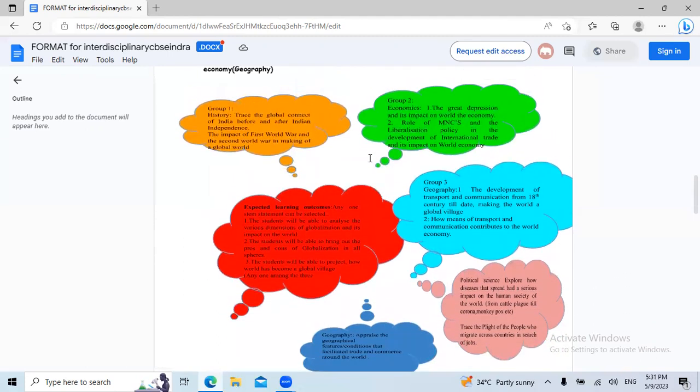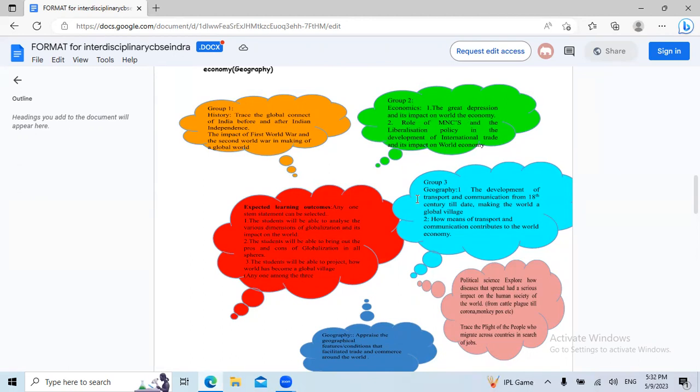Now, see what you are going to do as a teacher. You are going to make groups for the students. Now, group 1, history: trace the global connect of India before and after Indian independence, and the impact of the First World War and the Second World War in the making of a global world. Now, group 2 will collect the information. You are supposed to give them economics: the Great Depression and its impact on the world economy, the role of MNCs, and the liberalization policy in the development of international trade and its impact on the world economy.